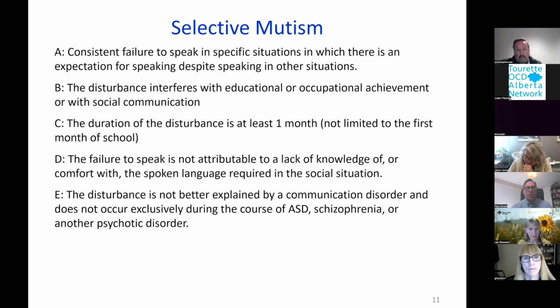And again, it is not better explained by a communication disorder and doesn't occur exclusively during the course of ASD, schizophrenia, or another psychotic disorder. ASD realistically is the one that would be the biggest issue in terms of differential diagnosis in kids. So, is there a lack of speaking, or more a lack of reciprocal social interaction more broadly?